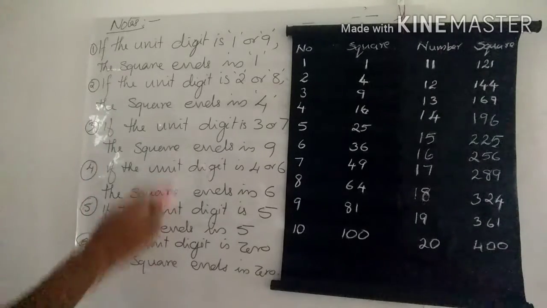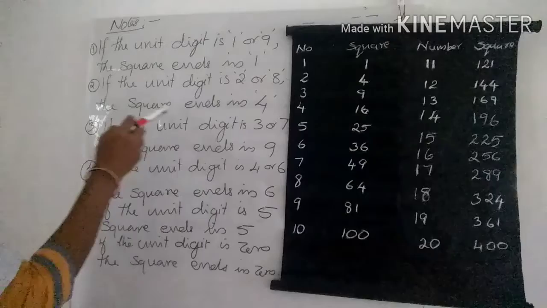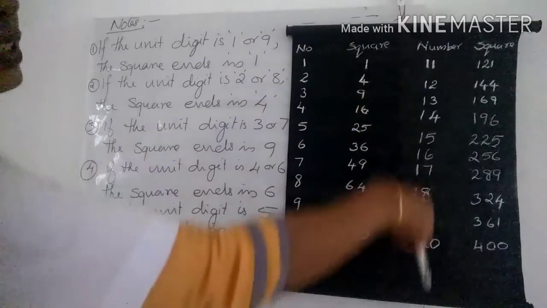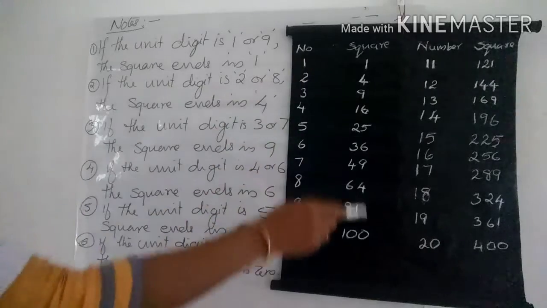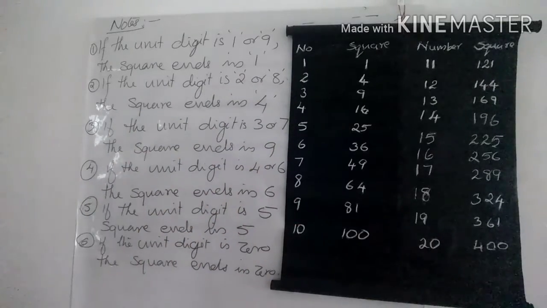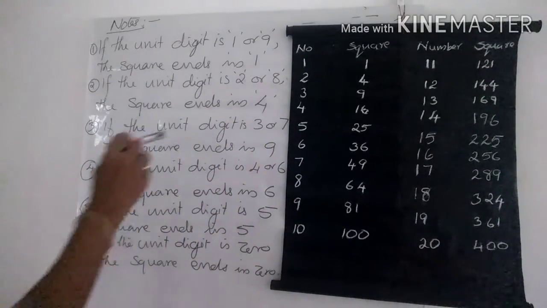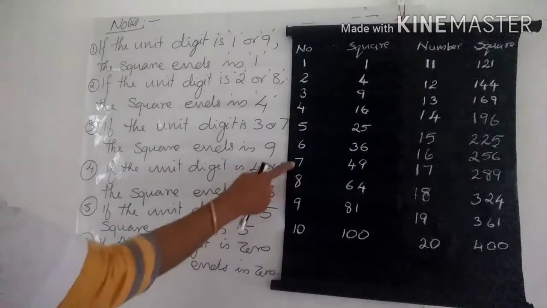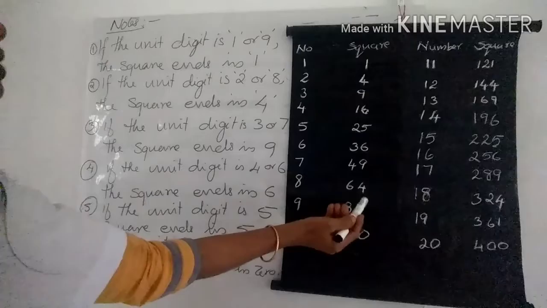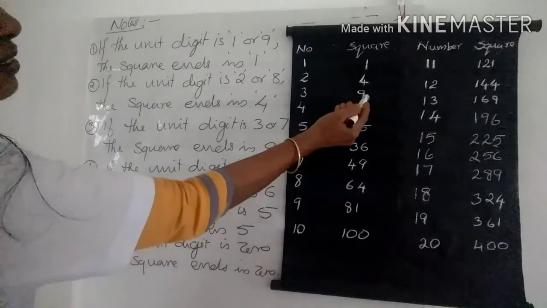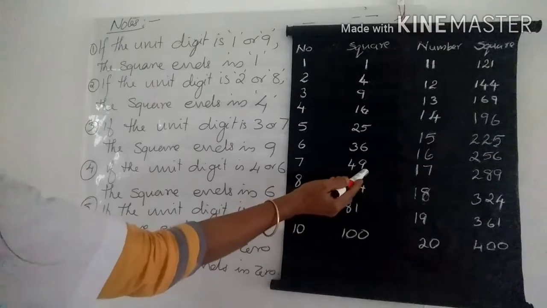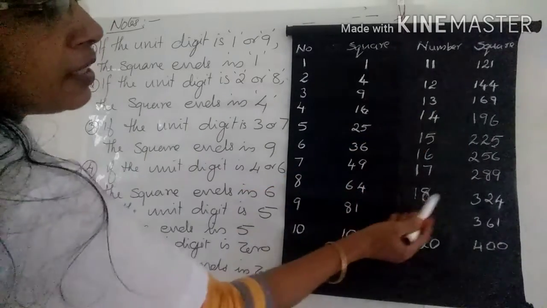If the unit digit is 2 or 8, the square ends in 4. That you can understand from this table. If you observe the table, you can understand these notes. Next, the third one: if the unit digit is 3 or 7, the square ends in 9. If it is 3 or 7, the square ends in 9. Here also 13 and 17.